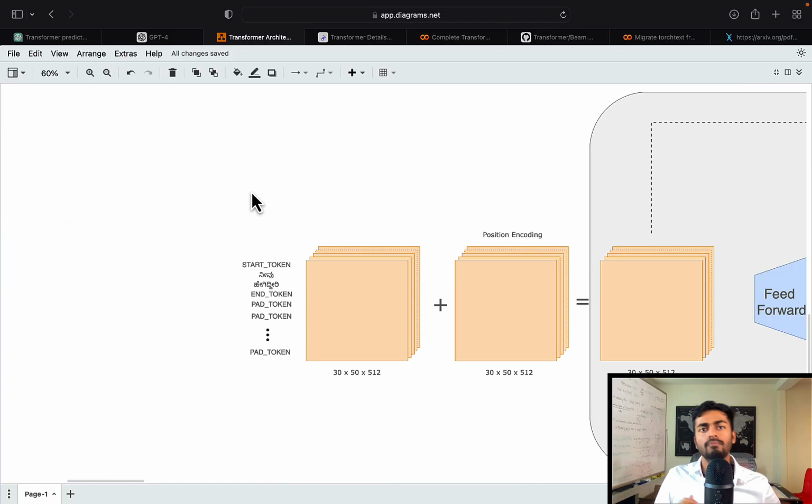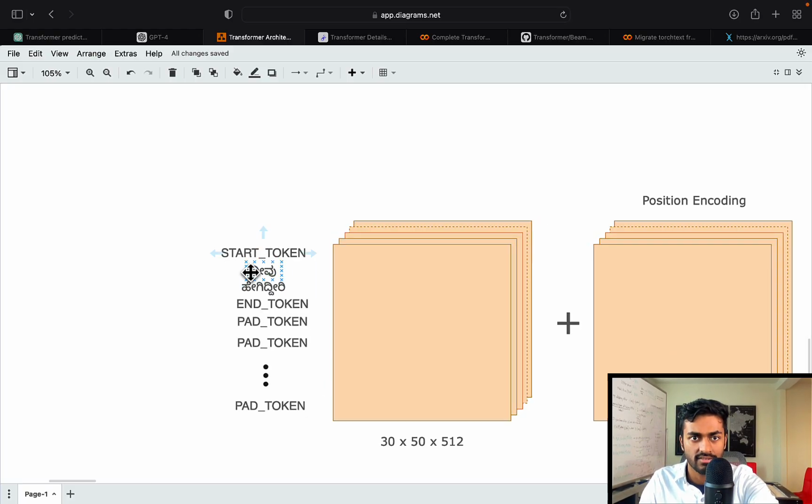So with the decoder, we want to generate the output translation. And for this, we will pass in the input sentences with a start token, followed by the sentence values, followed by the end token, and then a bunch of padding tokens until we hit 50 words.